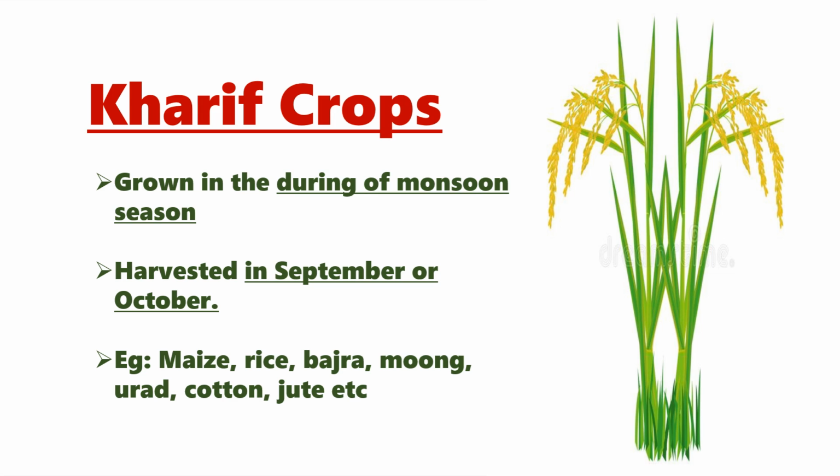One more thing I wanted to tell you here, students: do you know which language the terms Kharif and Rabi come from? Can you guess? These terms, Kharif and Rabi, have come from the Arabic language. Kharif means autumn and Rabi means spring. If you read the detailed explanation of what Kharif crops and Rabi crops are, you'll be able to understand why they are named so.